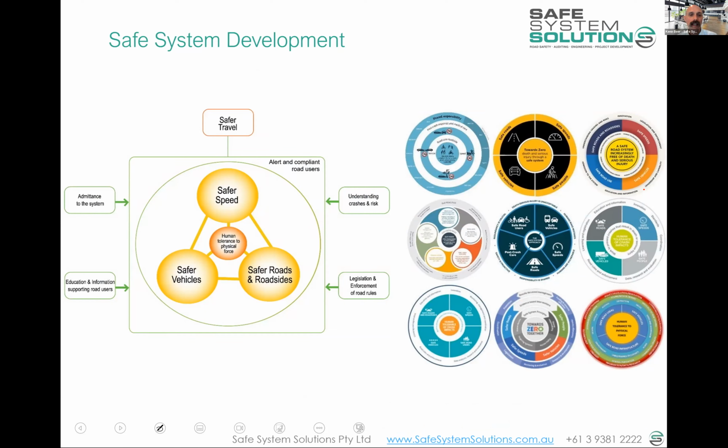But if we take ourselves back 20 odd years and we look at the safe system diagrams, and I've given a little clue there actually, Kathy, in saying that. This is probably the first Southern Hemisphere diagram of the safe system that was adopted formally by Australia and New Zealand.